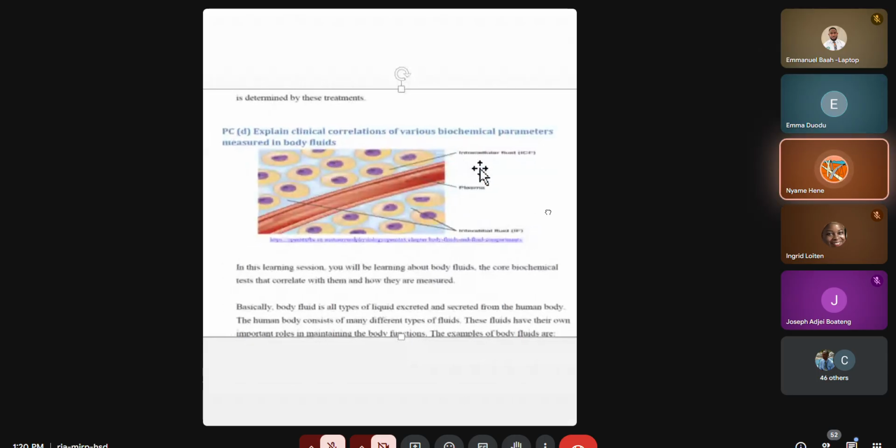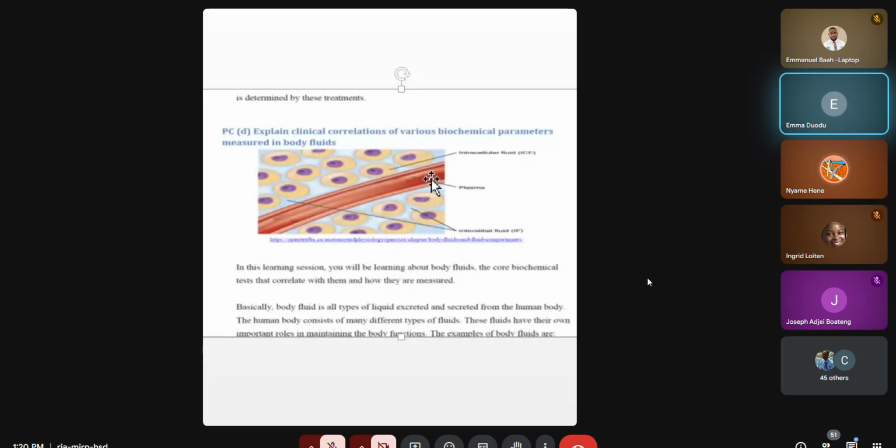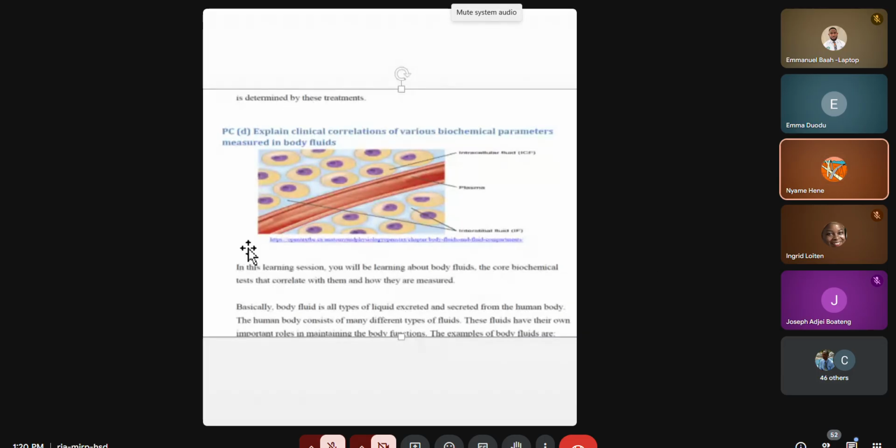Now we have the intracellular fluid. That one is inside the cell. Then we have the blood plasma, the one inside the tube there. And inside the blood, we have other blood cells: the red blood cells, the white blood cells, the leukocytes, the basophils, the eosinophils. We are going to talk about them, but maybe in our subsequent classes.